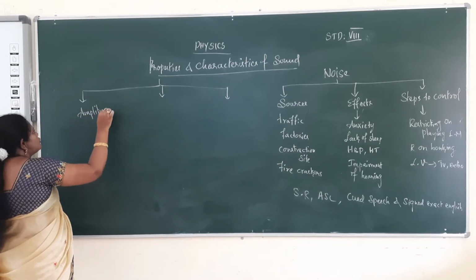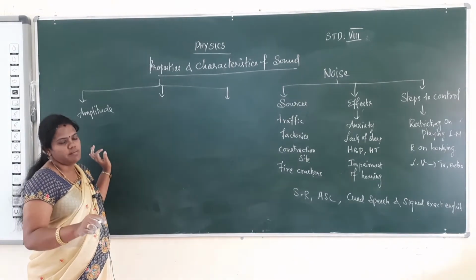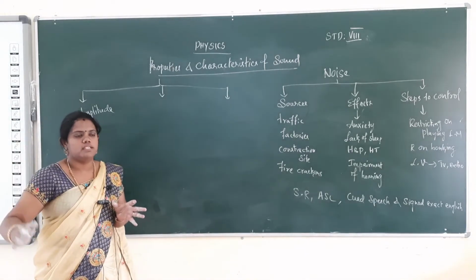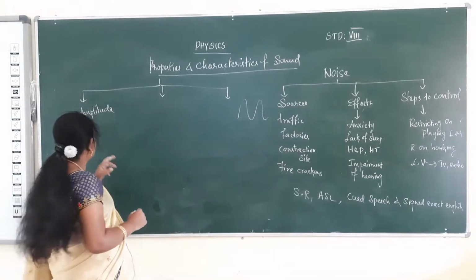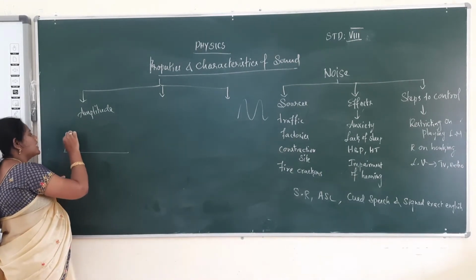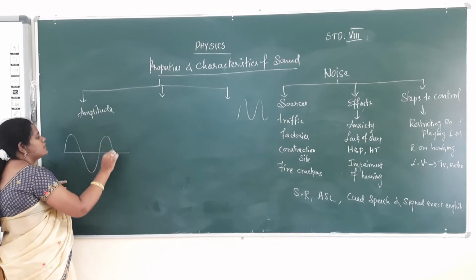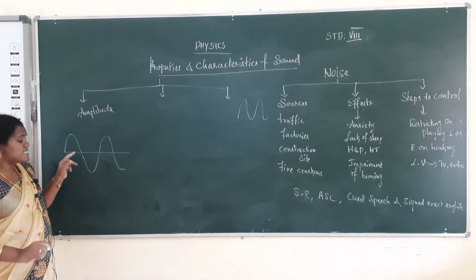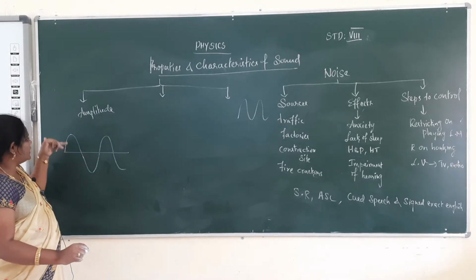What is the meaning of amplitude? Amplitude is the distance moved by the particles of the medium from the mean position, on either side. The sound travels in a wave format. The mean position is the central line. The wave moves upside, then reaches the mean position, and moves on. So the distance covered by the particles in the medium from the mean position on either side.